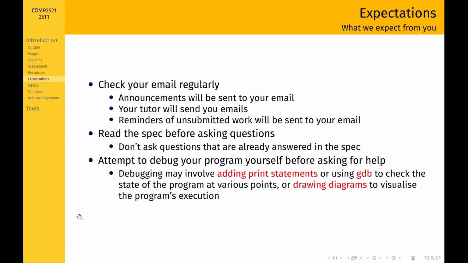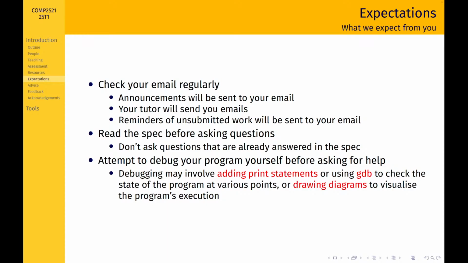Okay, and one more thing is debugging. Please try to debug your program yourself before asking for help, because debugging is a really valuable skill. You'll need debugging skills when you go out there and work in industry, and you'll also need them in your final exam, because you won't get any help in the final exam.